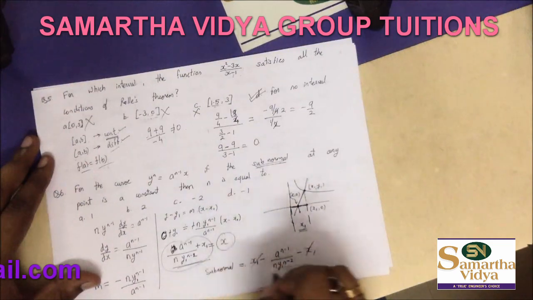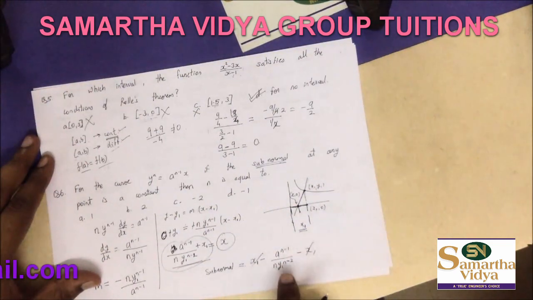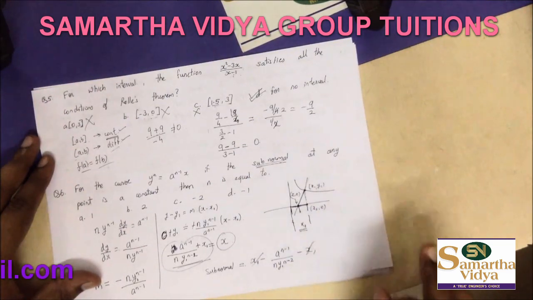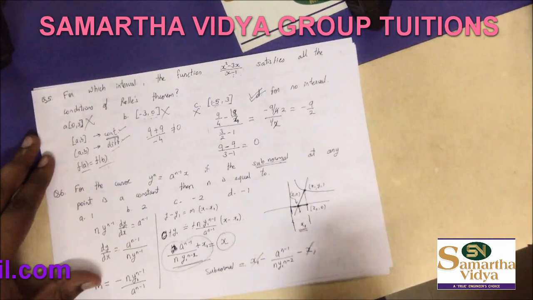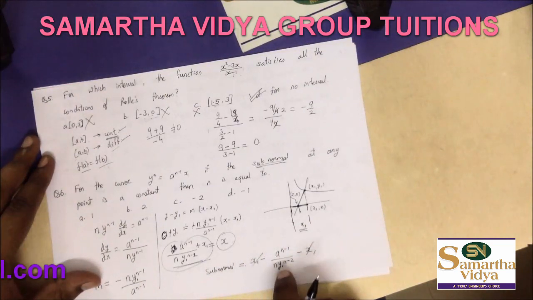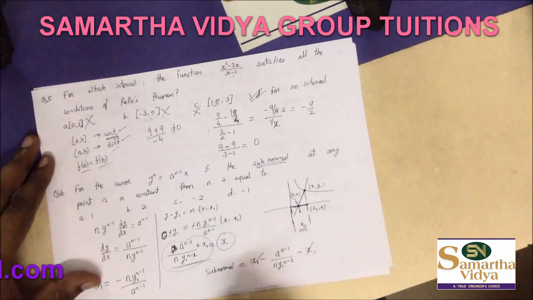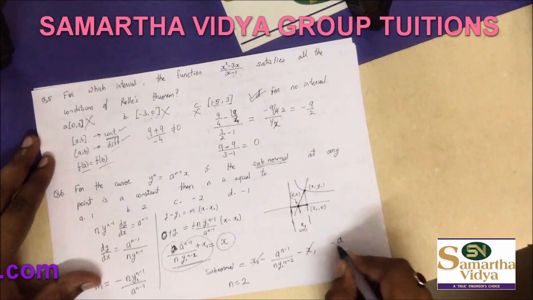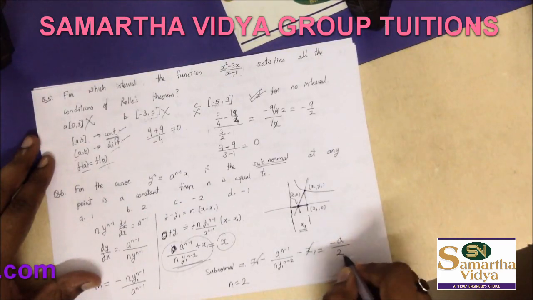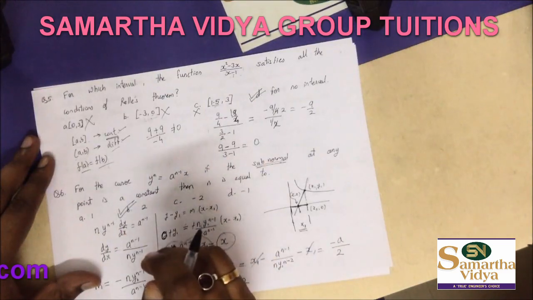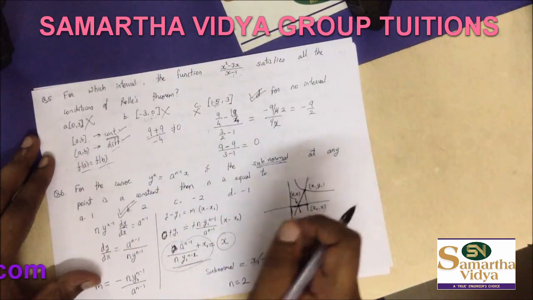Now I need the subnormal to be constant. If my subnormal is to be constant, there shouldn't be any x or y term in it. So I need this y1 to go away. To make it vanish, I need n to be equal to 2. If I substitute n is equal to 2, I get minus a upon 2, which is a constant term. So the subnormal is constant for n is equal to 2, and that's why the option is B. This question was a little bit tricky.